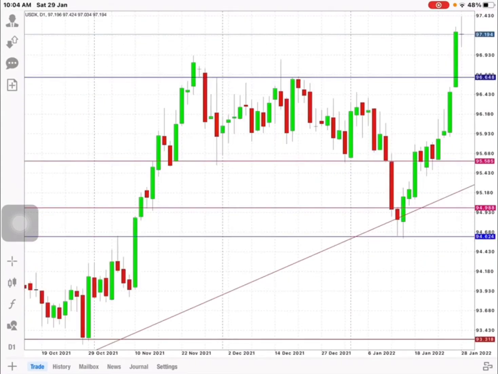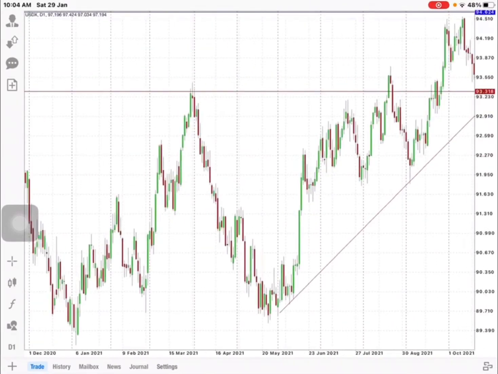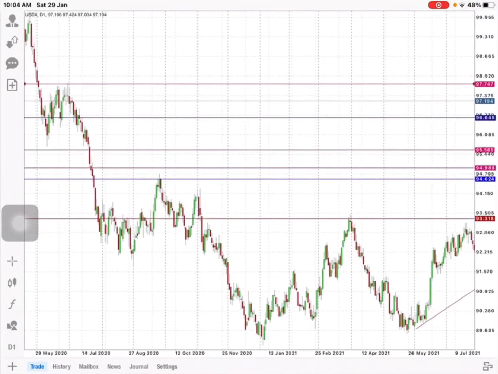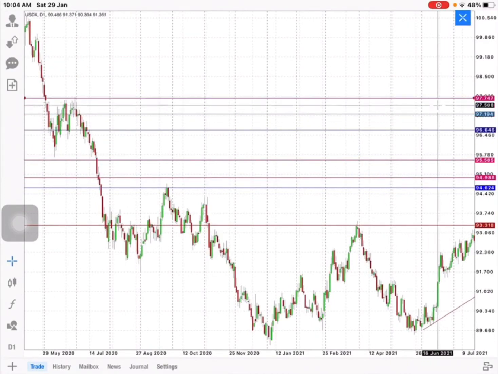So that's my move on the USD index. I would like to see the market moving up. I'm a buyer on the USD index. Let me zoom out a bit. I'd like to see the market moving in this zone here, 97.747. Currently the market is between this zone here.